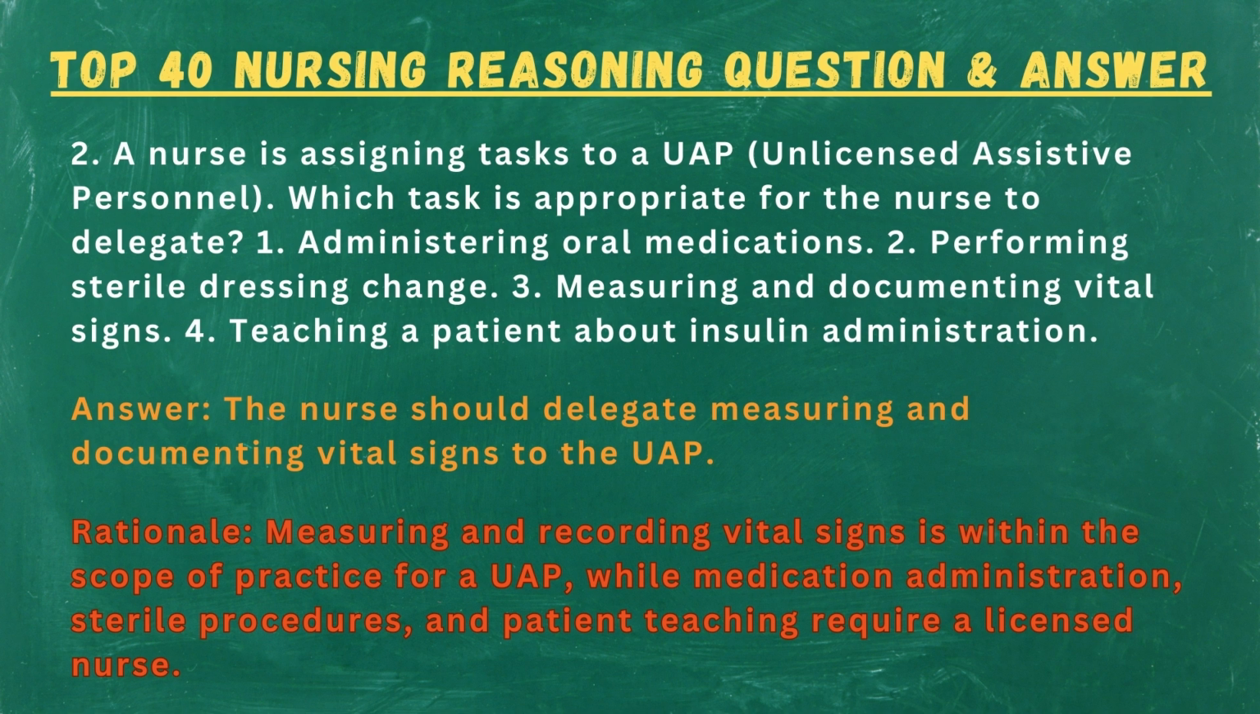2. A nurse is assigning tasks to a UAP, unlicensed assistive personnel. Which task is appropriate for the nurse to delegate? 1. Administering oral medications. 2. Performing sterile dressing change. 3. Measuring and documenting vital signs. 4. Teaching a patient about insulin administration.